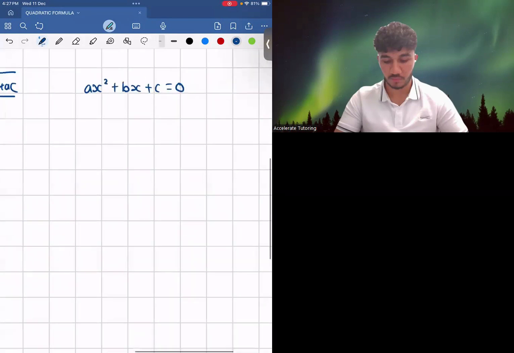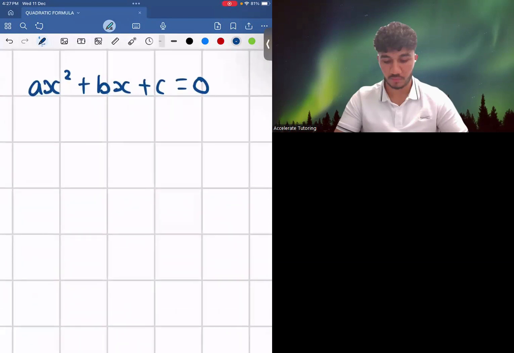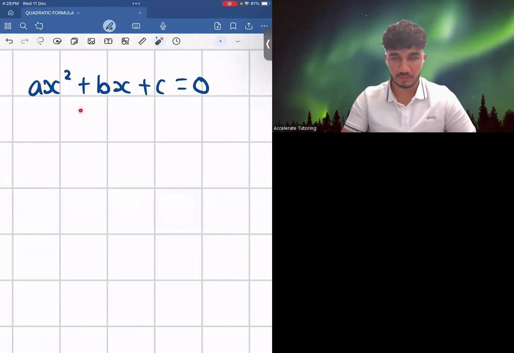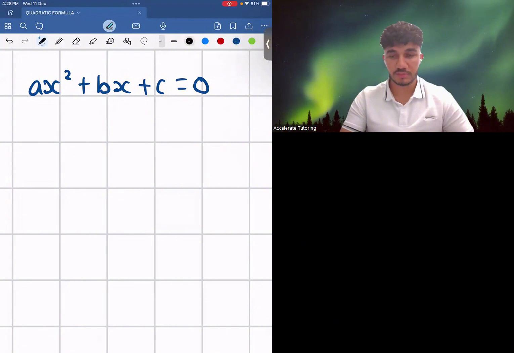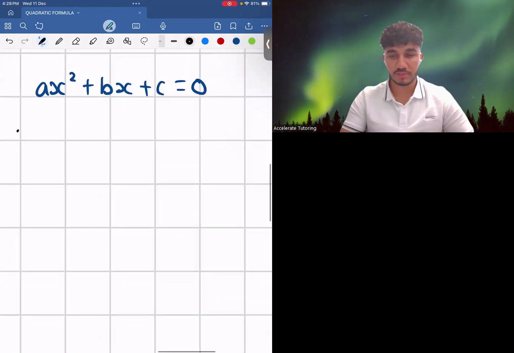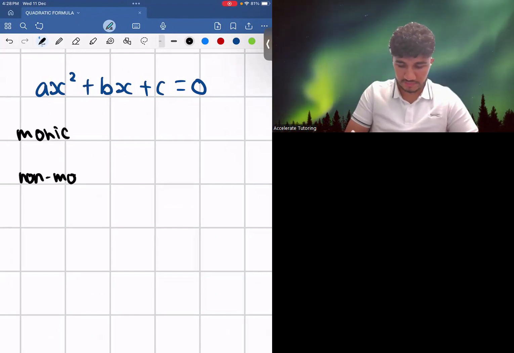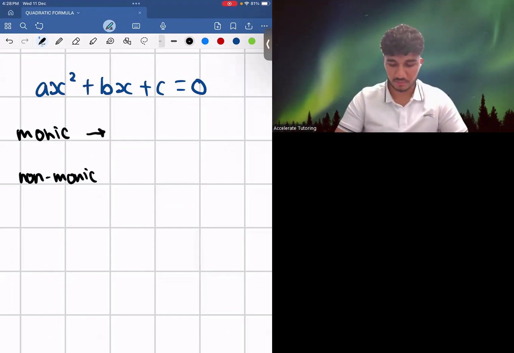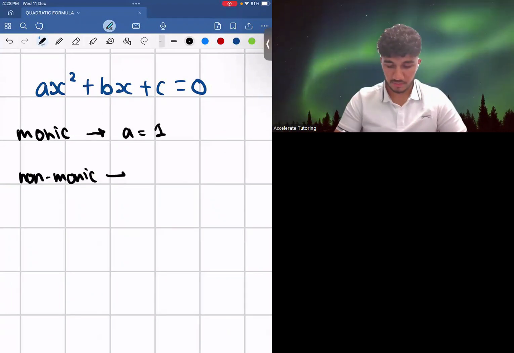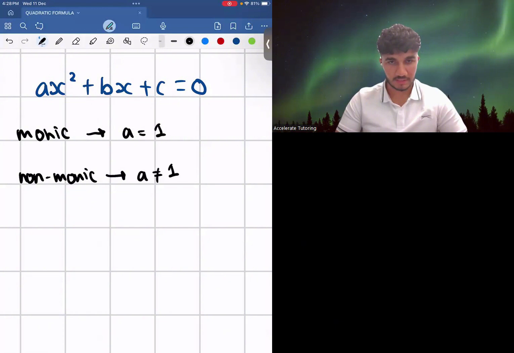And we start off by having our general quadratic equation over here as it is. Now, in quadratics, there are two types of quadratic equations. We have monic and we have non-monic. What exactly is a monic and non-monic quadratic equation, you may ask? A monic quadratic equation is an equation where the a value in the general quadratic is equal to 1, and a non-monic quadratic equation is where the a value is equal to any number but 1.